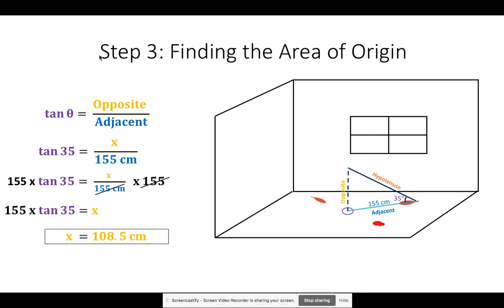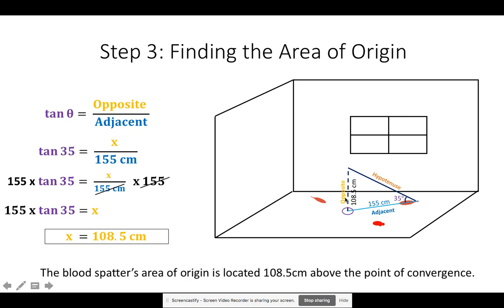Perfect. So x is equal to 108.5 centimeters, also known as the height. So that means that the blood spatter's area of origin is located 108.5 centimeters above the point of convergence, which is right down here. Okay, so 108.5 centimeters above in the room, that is where our incident took place.